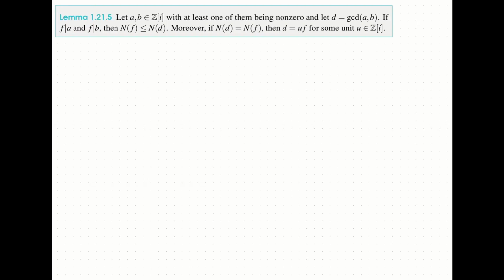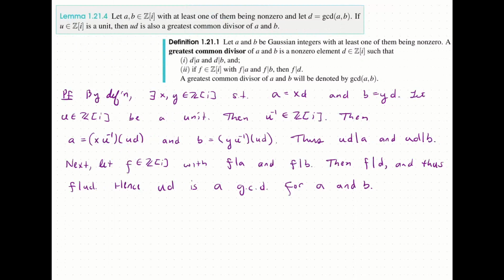So here's the statement. If a and b are Gaussian integers with at least one of them being non-zero, and d is the GCD of a and b, and we have that f divides a and f divides b, then the norm of f is less than or equal to the norm of d. And if the norm of d is equal to the norm of f, then d is equal to a unit u times f. And so that will establish that we have uniqueness of greatest common divisor up to unit.